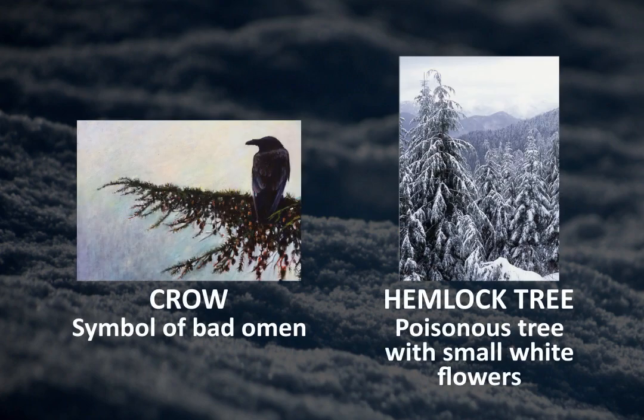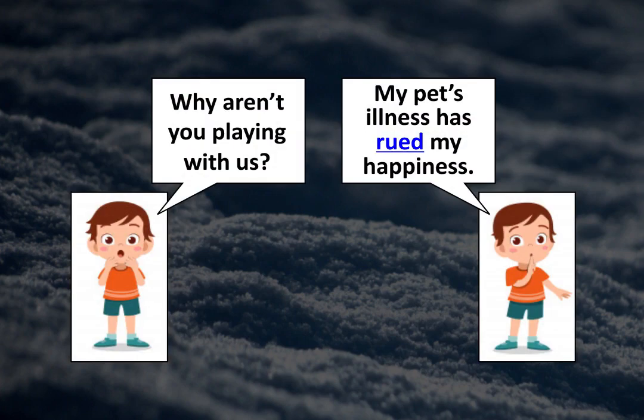Crow, which is a symbol of bad omen. Hemlock tree, which is a poisonous tree with small white flowers. There's another important word here, that is R-U-E-D, rued. Read the situation and try to understand the meaning before we read the poem together.